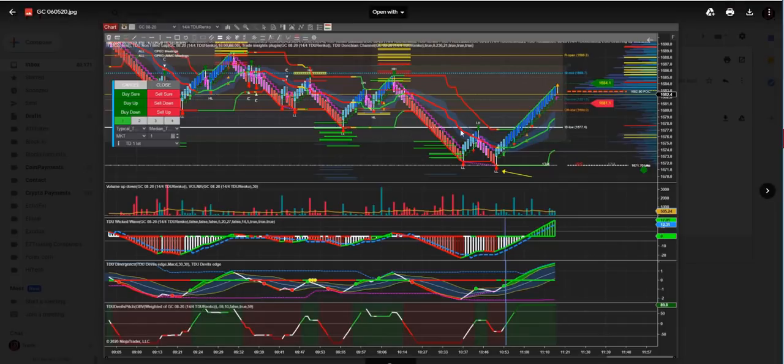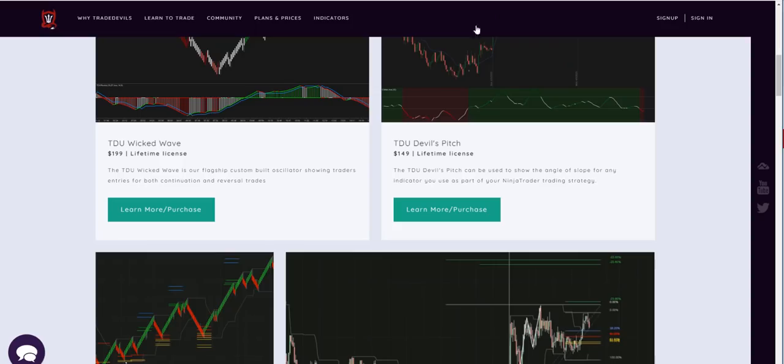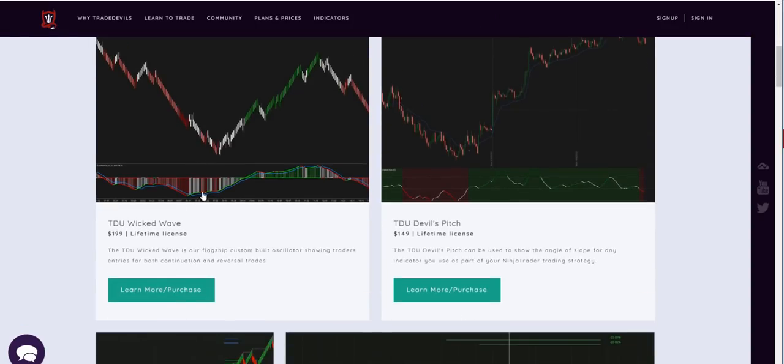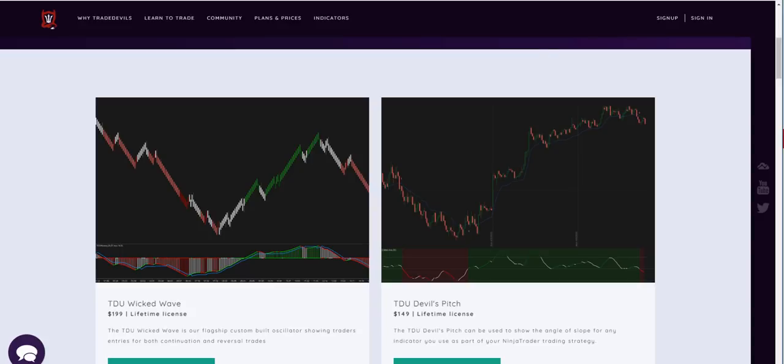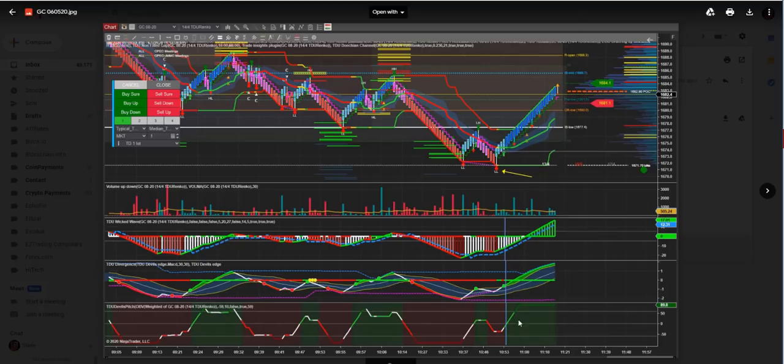And this is a momentum-based approach to day trading. So we're looking for these extended runs, like this sell here coming out of it, and then the buy coming out of here. Now, if you have any interest in that, come on over here and take a look. So over here, you've got the wicked wave, the devil's edge, and the devil's pitch.